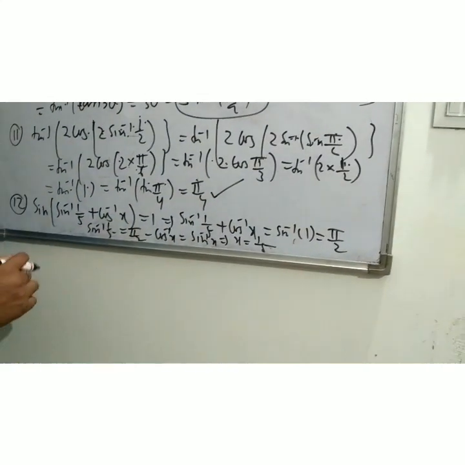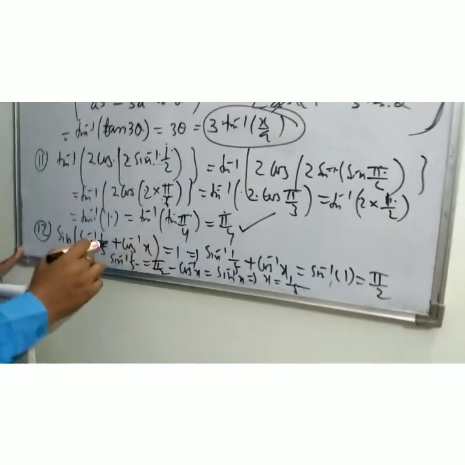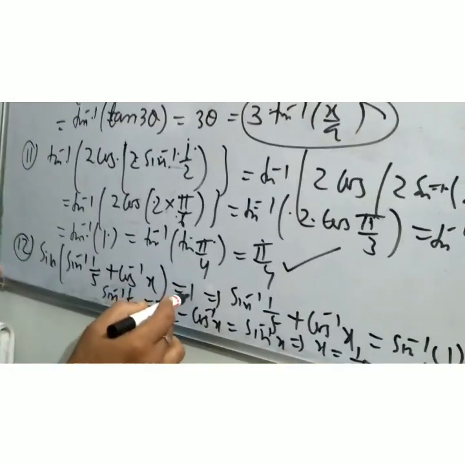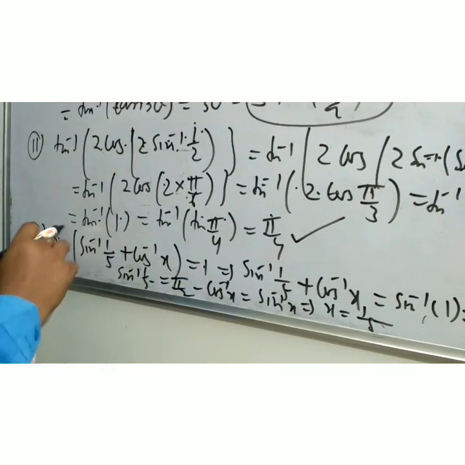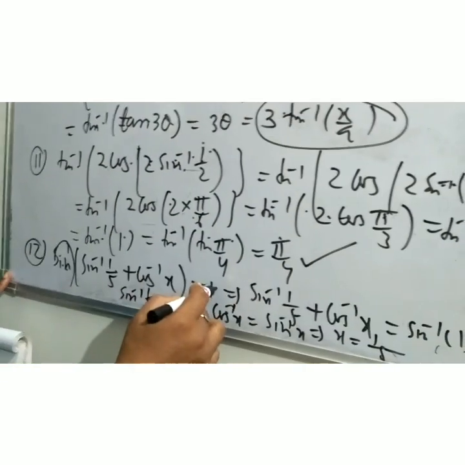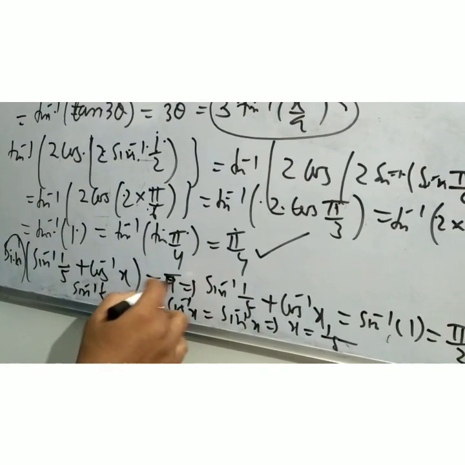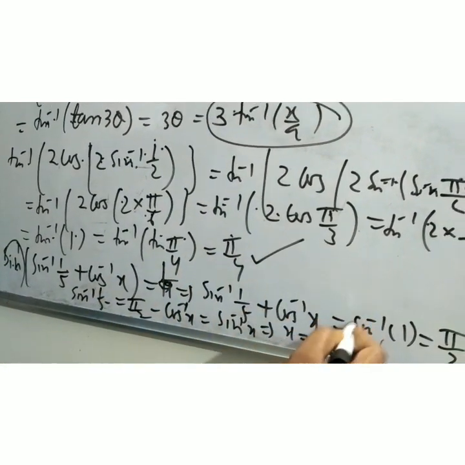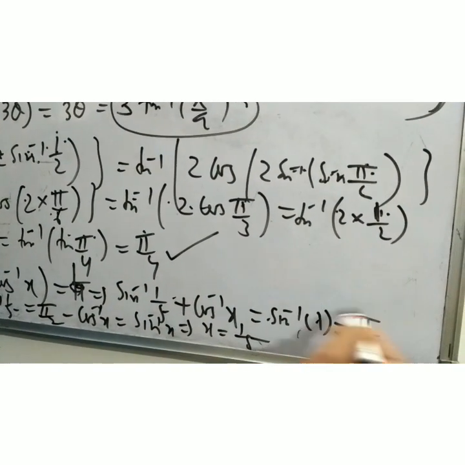Similarly, question number 12 is also a 2 mark question, a very important question. Sin inverse 1 by 5 plus cos inverse x is equal to 1, and you have to find the value of x. Take the sin inverse term to the other side: pi by 2 is equal to 1, so it will come sin inverse 1, and sin inverse 1 is equal to pi by 2.